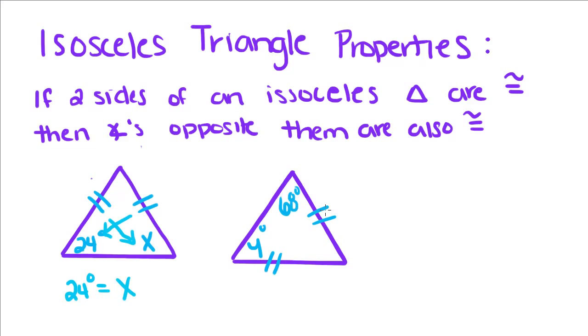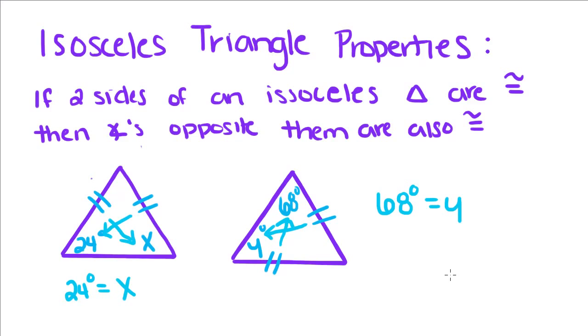If I know that this side is congruent to this side, that means this angle is congruent with this angle. So if this angle equals 68 degrees, that means that y has to equal 68 degrees.